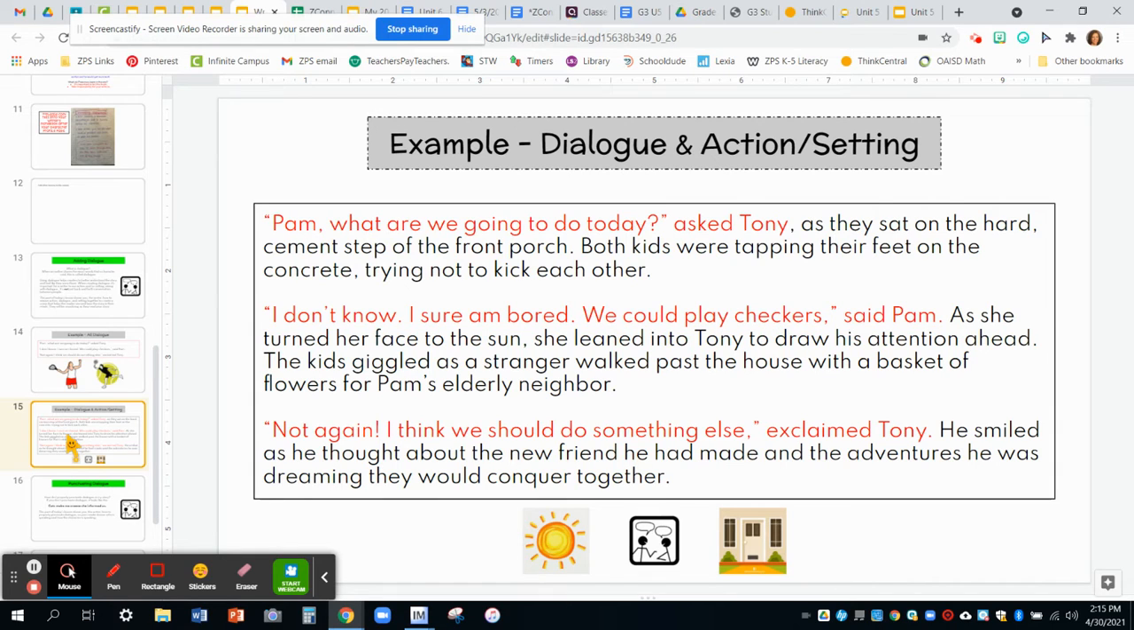So let's read together. It says, "Pam, what are we going to do today?" asked Tony, as they sat on the hard cement step of the front porch. Both kids were tapping their feet on the concrete, trying not to kick each other.